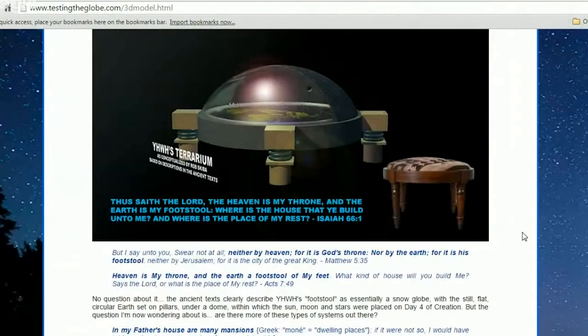But we see verses talking about the earth being his footstool, right? That one right there in Isaiah 66:1. And we see in Matthew 5:35, "But I say unto you, swear not at all, neither by heaven, for it is God's throne, nor by the earth, for it is his footstool, neither by Jerusalem, for it is the city of the great king." In Acts chapter 7, verse 49, "Heaven is my throne, and the earth is a footstool of my feet. What kind of house will you build me, says the Lord? Or what is the place of my rest?" And it looks like that's Stephen quoting the words of Isaiah there, paraphrasing a little bit.